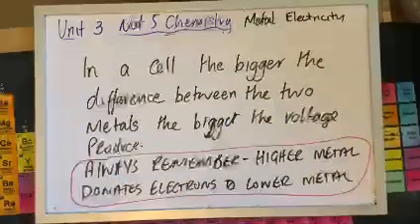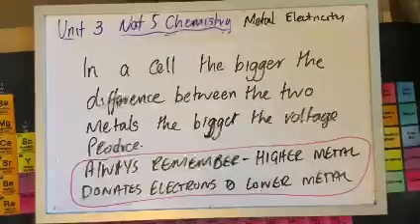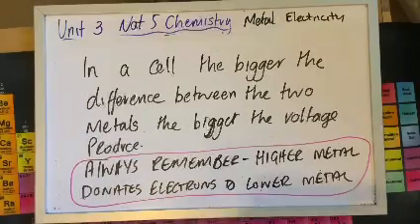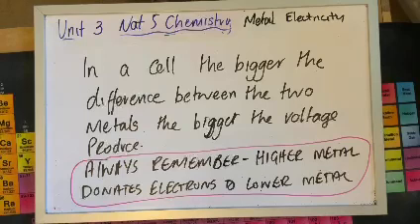And one last thing. In a cell, the bigger the difference between the 2 metals, the bigger the voltage produced. So you'd look in the electrochemical series, page 10 of your data book, and see which 2 metals gave the biggest difference if you wanted the biggest voltage. Or if the question is asking for the smallest voltage, which 2 metals are closest together. And you've always got to remember that the metal higher in the electrochemical series will be donating the electrons to the metal lower. So you're not going to get copper donating electrons to magnesium, but you will get magnesium donating electrons to copper. But copper would donate electrons to silver because that's lower. Okay?